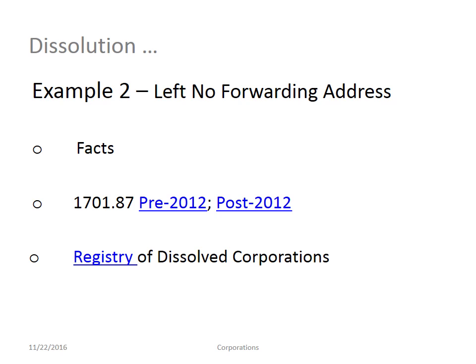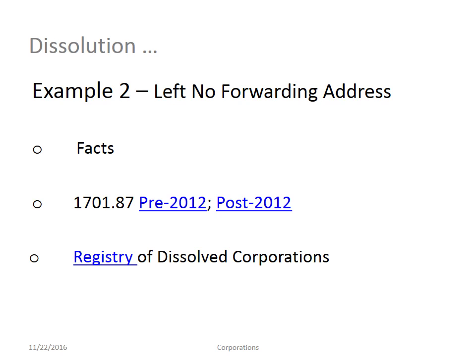This is going to get us into a conversation of talking about 1701.87. 1701.87 is the Notice of Dissolution statute. If you pull this one up in the materials I sent, you'll see that prior to May 4, 2012, it was not uncommon for a corporation to dissolve without giving notice or not giving adequate notice to its creditors. Obviously not good for you if you're a creditor.